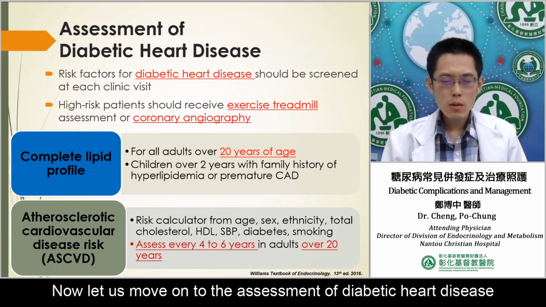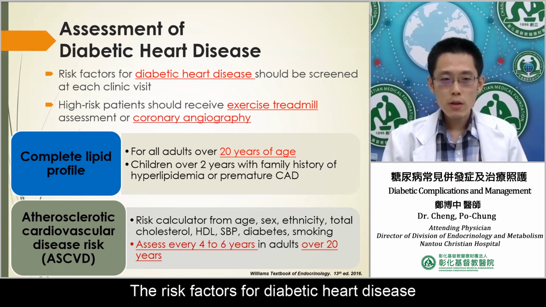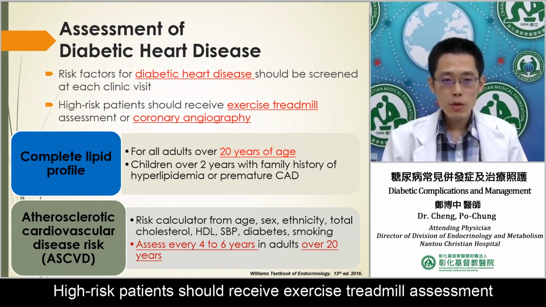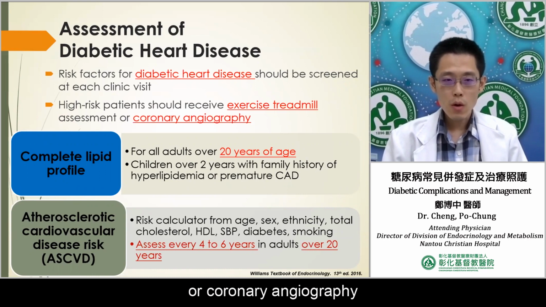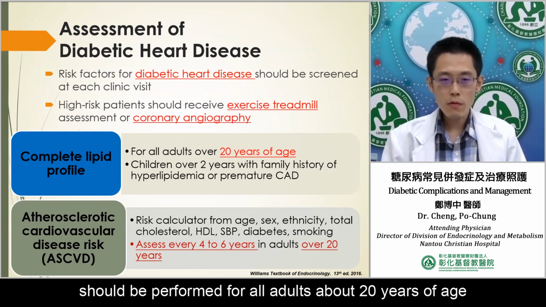Now let us move on to the assessment of diabetic heart disease. The risk factors of diabetic heart disease should be screened at every clinic visit. High-risk patients should receive exercise treadmill assessment or coronary angiography. A complete blood lipid test should be performed for all adults above 20 years of age.